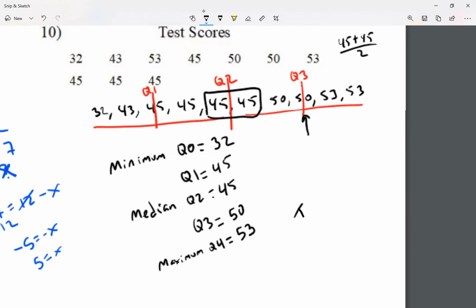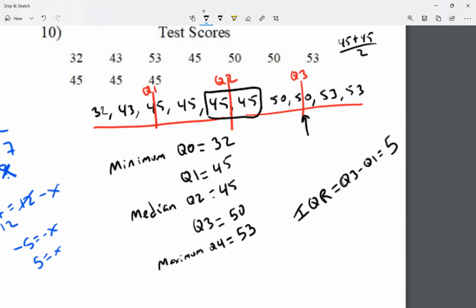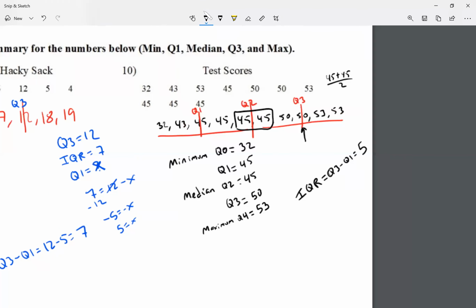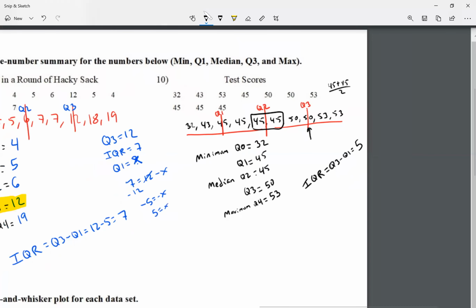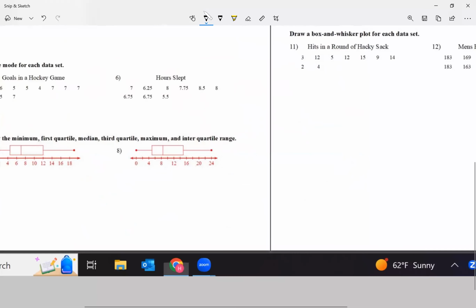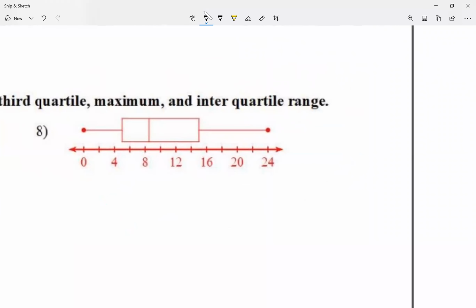Now, I could ask you for the interquartile range. Remember, that's quarter 3 minus quarter 1. So I'm looking at 50 minus 45. In this case, 5. Now we can come up with a list. I could give you a list and I could ask you for the minimum, quarter 1, median, quarter 3, and maximum, or the interquartile range. Yesterday we saw, what if I give you a box? What I mean by yesterday, remember how we read this question right here for number 8?